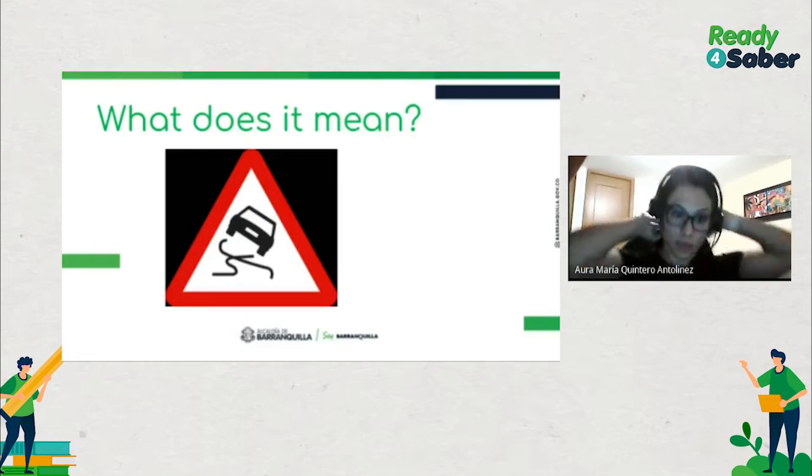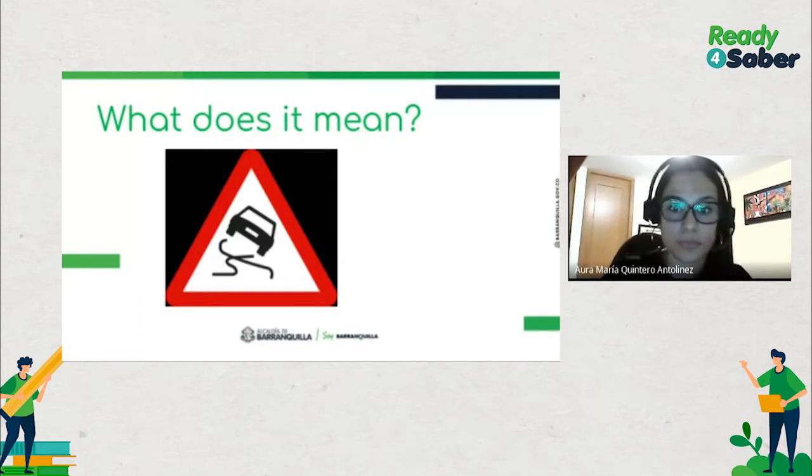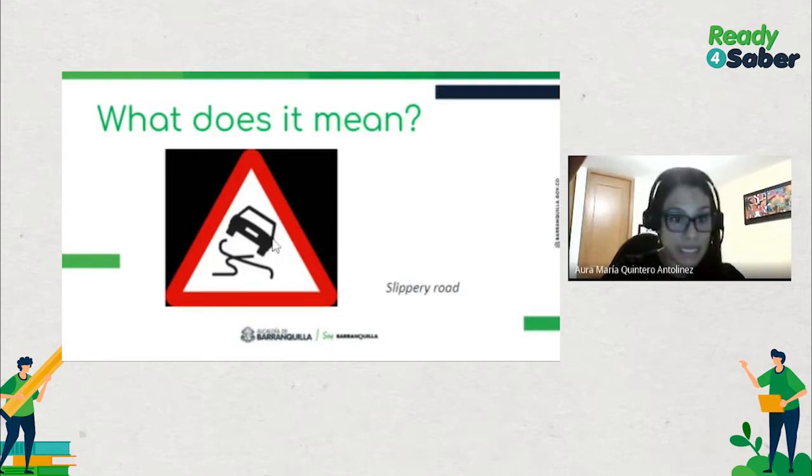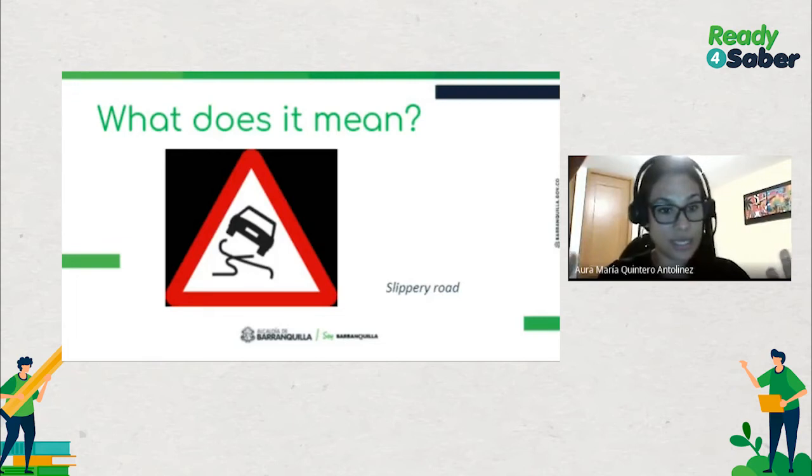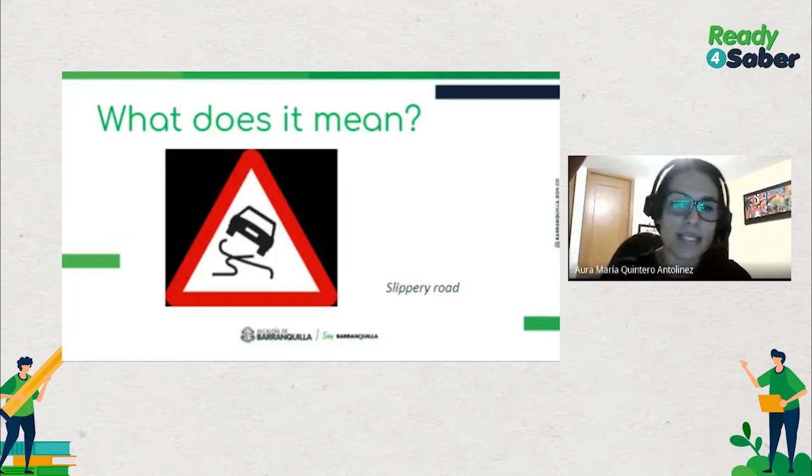What else do you think is this? Okay. Anyone? Curve, accident. So let me show you. Okay, loss of control could be. This means all of your answers are related to the sign, but this specific one means slippery road. Slippery. Road es la carretera.